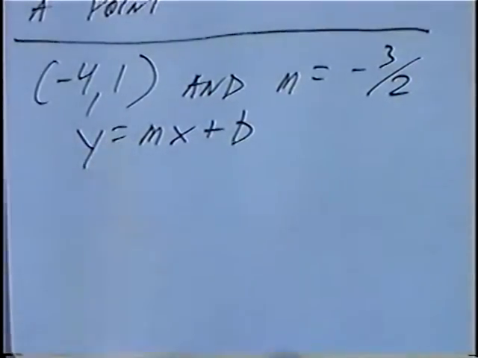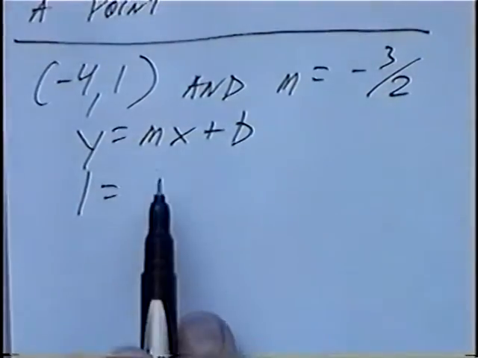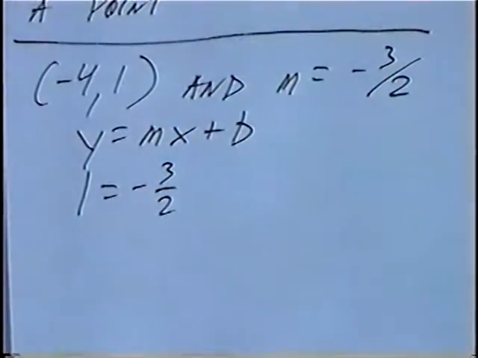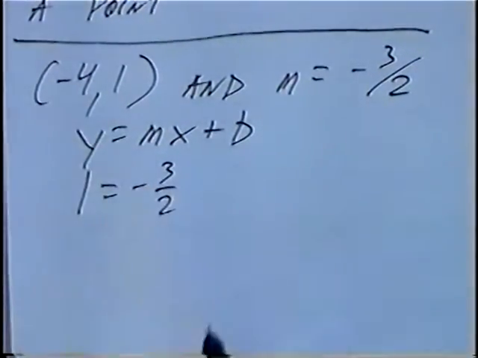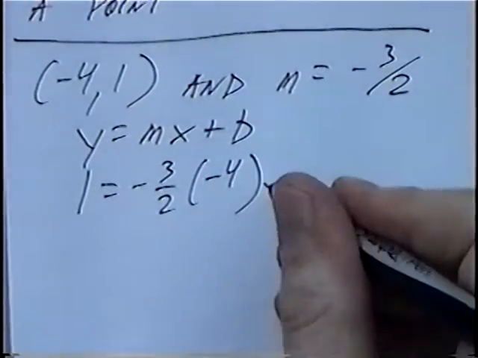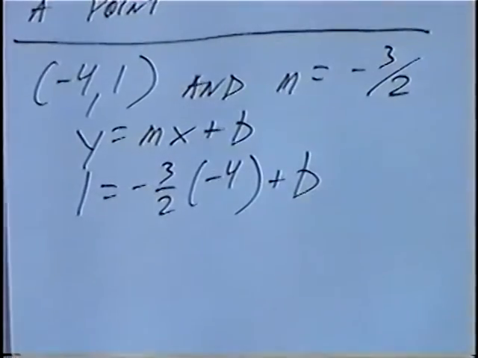So in place of y, we'll use the y value, which is 1. Instead of m, we'll use the slope -3/2. Instead of x, we'll use the number -4. And plus b, we'll find b to use for our final answer.